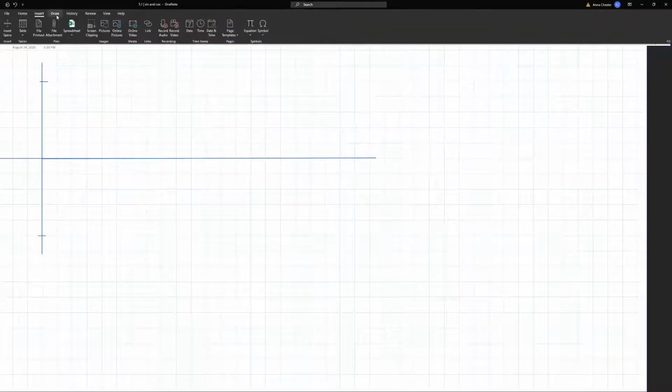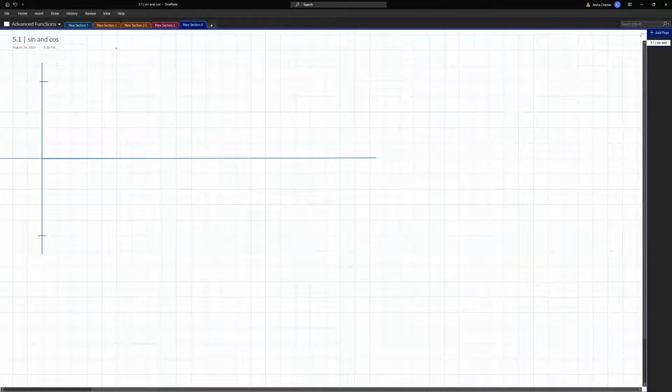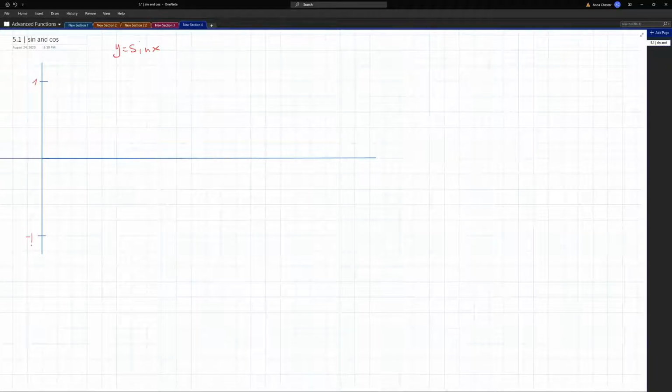First of all, I'm going to write down the graph that we want to work with, and that would be y equals sine of x. So I have already marked out 2 points. This is 1, and this is -1. The reason for that is because we know that the amplitude of the function is 1.